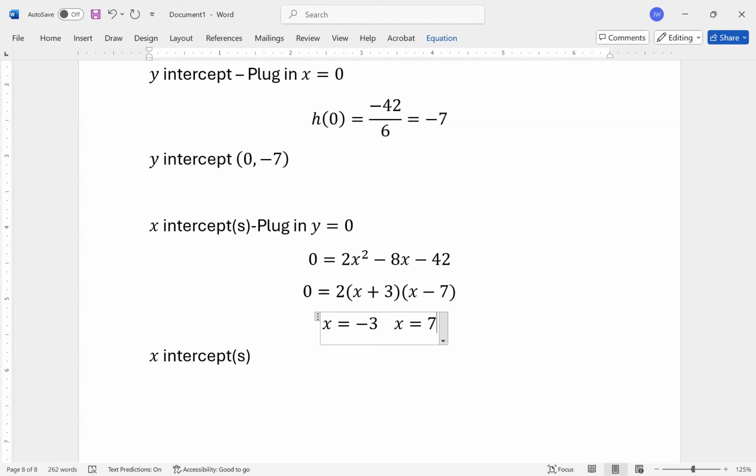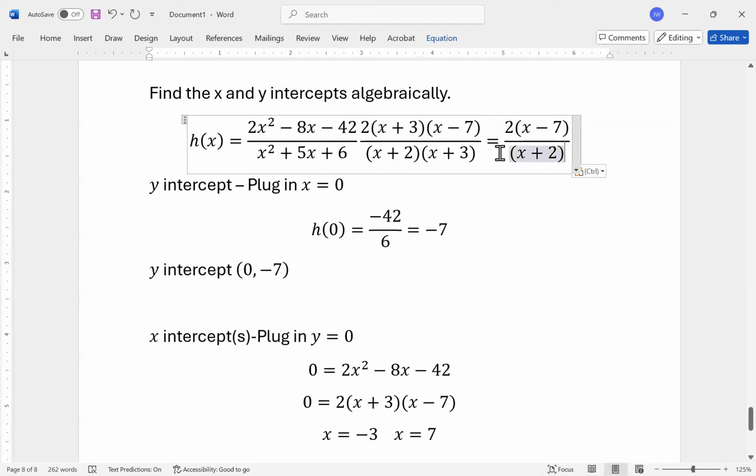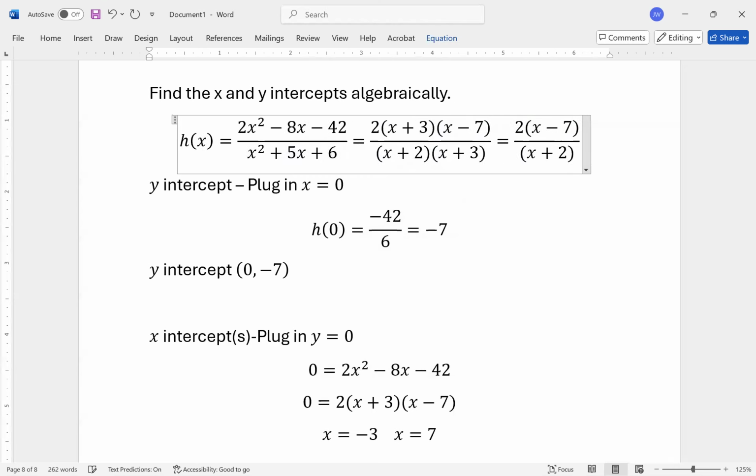Now you may jump to the conclusion that we have two x-intercepts. It turns out that we don't have two actual x-intercepts because just like when I find the vertical asymptotes, I have to check to see if I get 0 over 0. If I do get 0 over 0, like we do in this case, then I have to factor the numerator, factor the denominator, and cancel out like factors. And notice that x plus 3 is a factor in both the numerator and denominator.